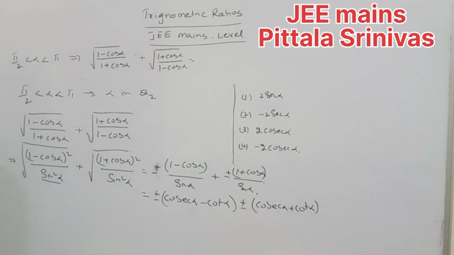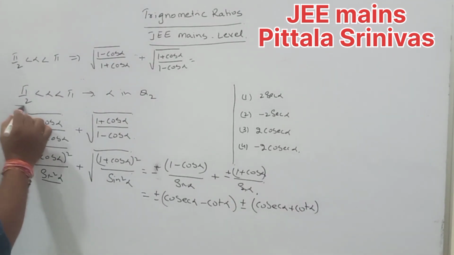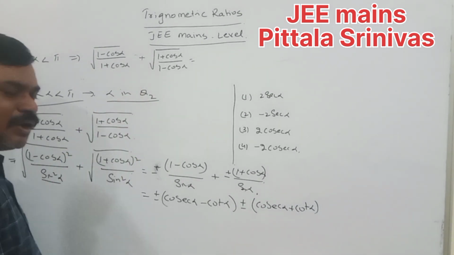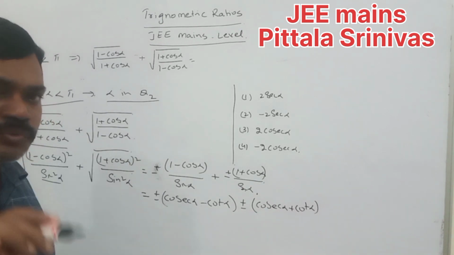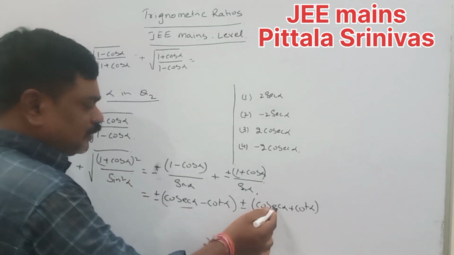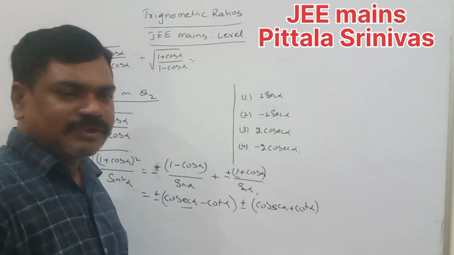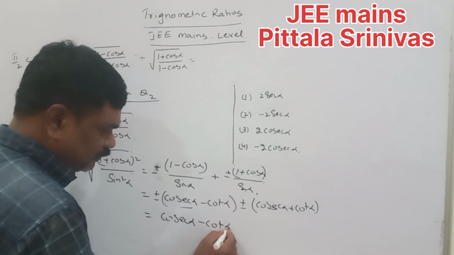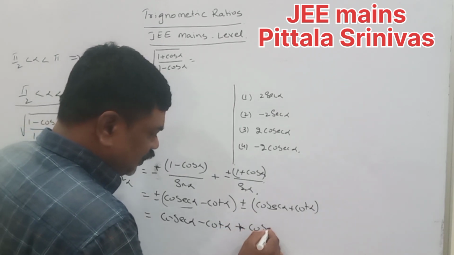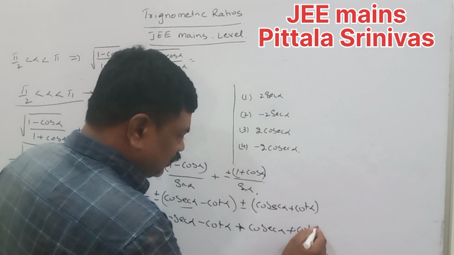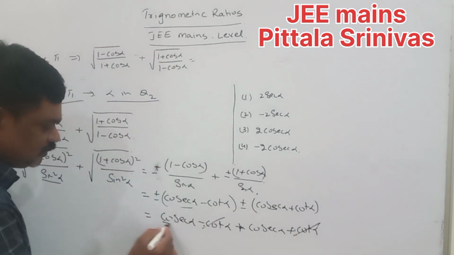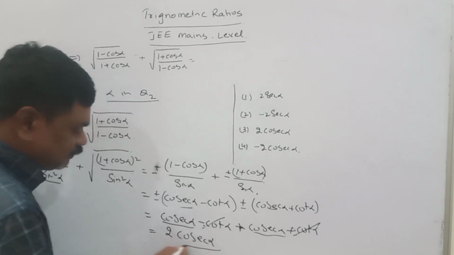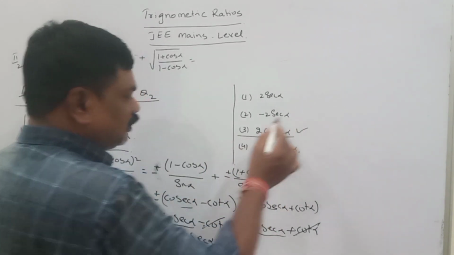But we have given the condition pi by 2 less than alpha less than pi. Alpha is in Q2, the second quadrant, where cosecant alpha is positive and cot alpha is negative. So we take cosecant alpha minus cot alpha plus cosecant alpha plus cot alpha. This one cancels, and we get 2 cosecant alpha. So option 3 is the answer. Okay, all of you.